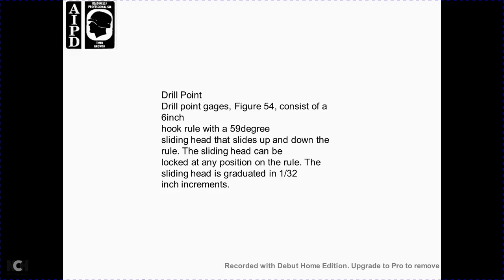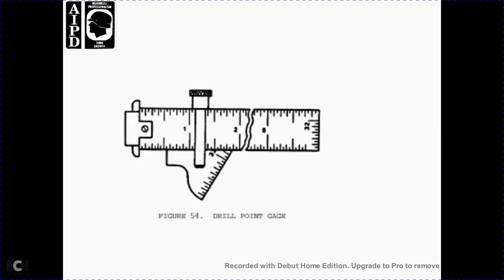The drill point gauge, figure 54, consists of a 6-inch hook rule with a 59-degree sliding head. The sliding head slides up and down the rule and can be locked in any position. The rule is graduated in 1/32 of an inch. Figure 54 shows the drill point gauge.